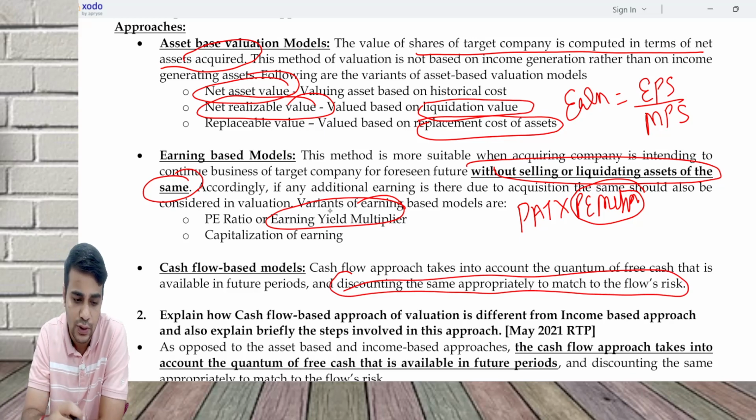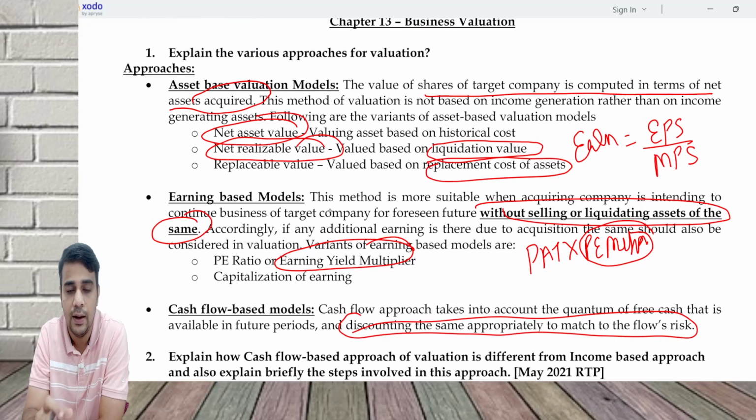Another model which is also there, which is not covered in the approaches for valuation but can also be discussed, is called the relative approach of valuation. I'm going to discuss it later, I think in question 4 or 5, where we value the entity based on others in the industry or based on averages of the industry. I'll discuss as we proceed.